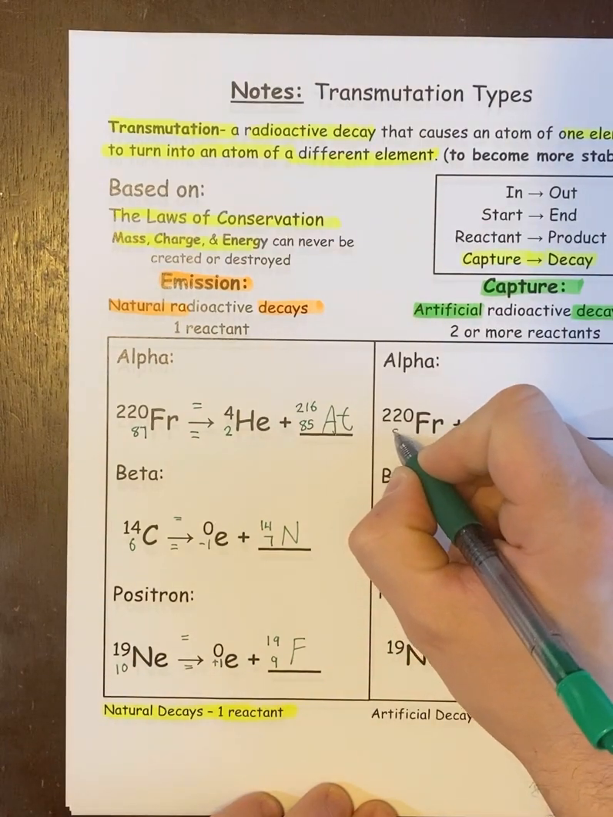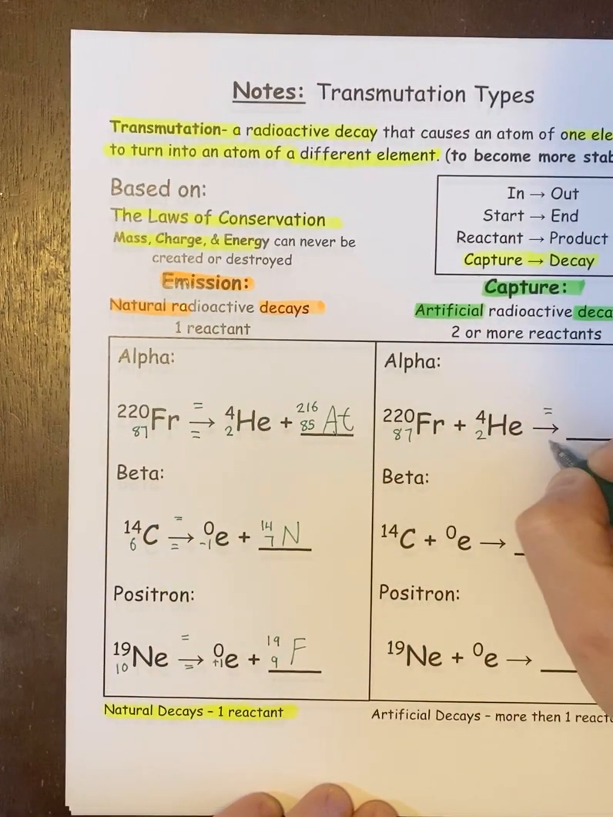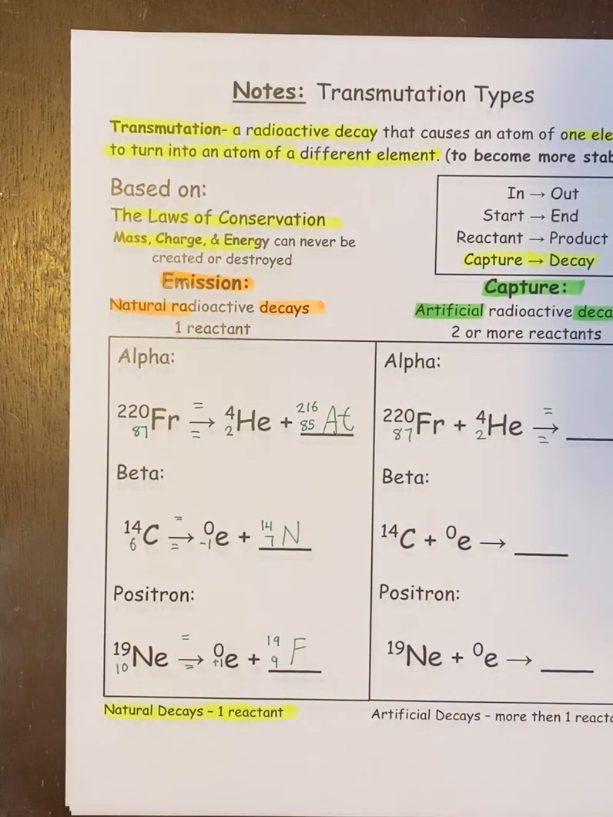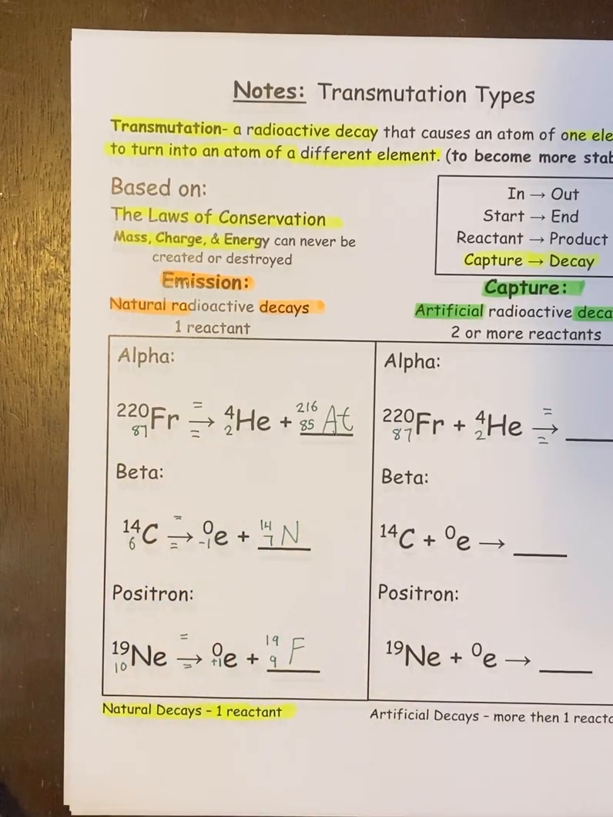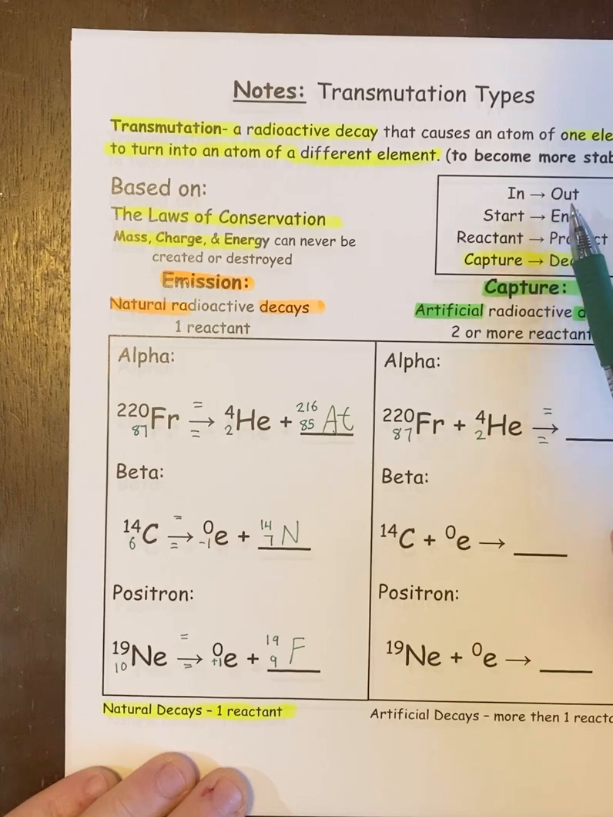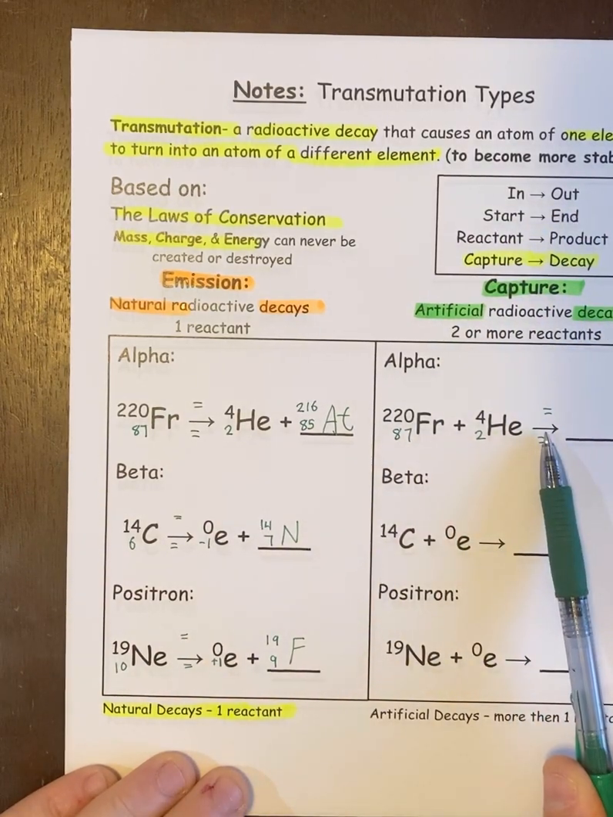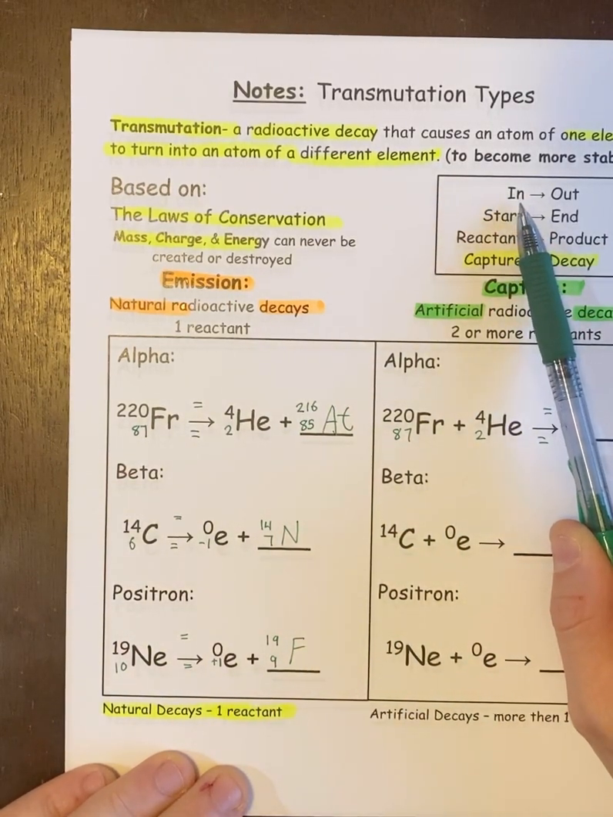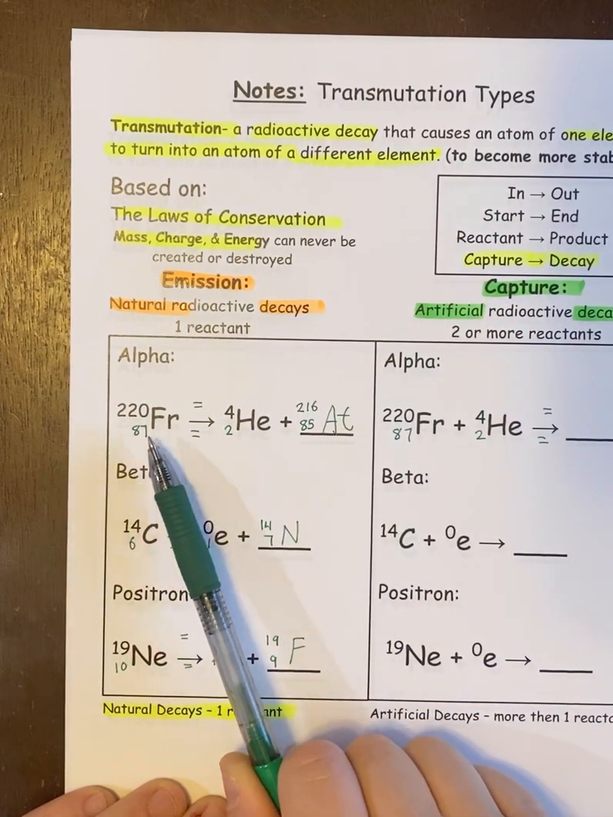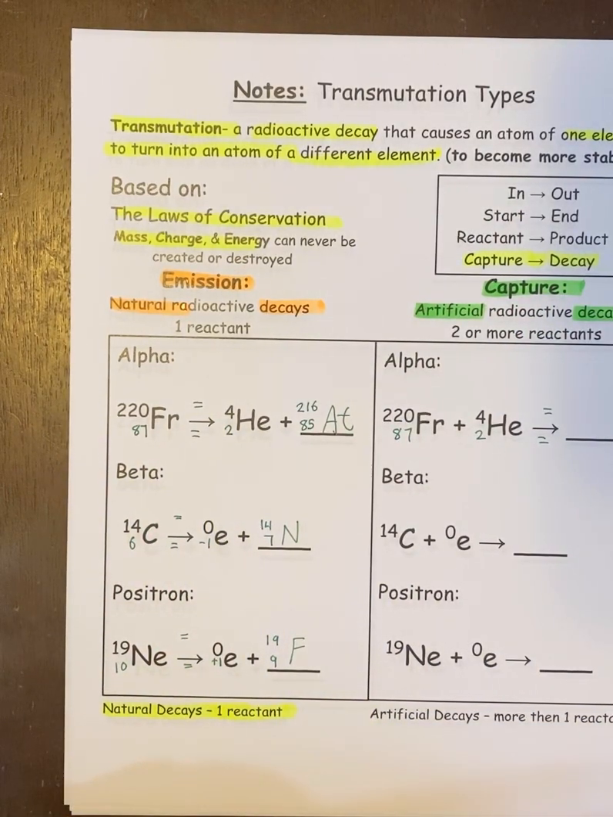So this is 87 again. That's 2. But all I did is move the arrow. So these are saying 2 different things. In alpha emission, the alpha is on the right side of the arrow, so it's leaving or coming out of the nucleus. And in an alpha capture, the alpha is on the left side of the arrow, therefore it's going into the nucleus. In the emission, the helium nucleus is being shot out of the francium atom, and in the capture, the helium is going into the francium atom, making it bigger and heavier. That's the difference between capture and emission.